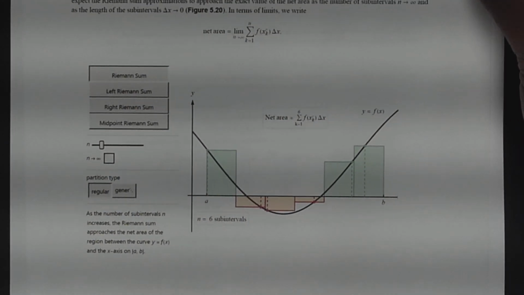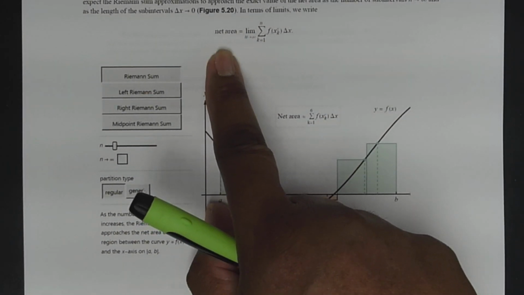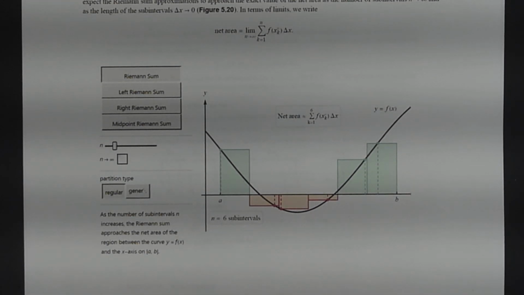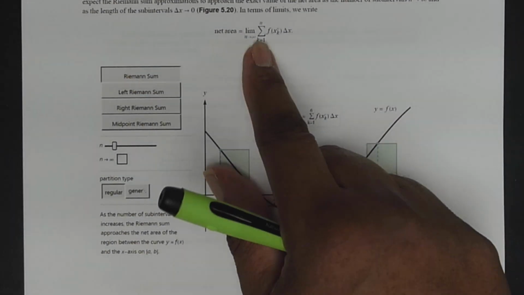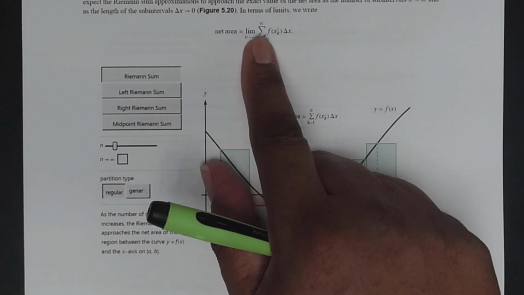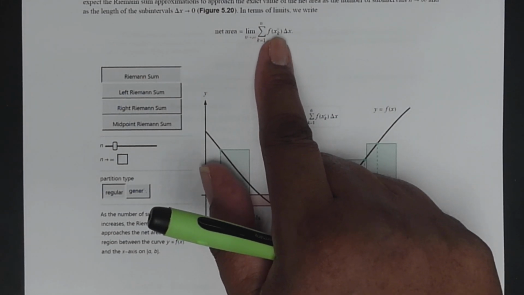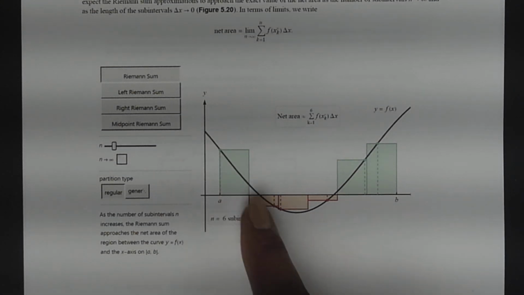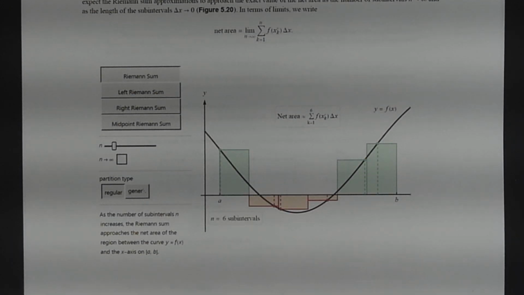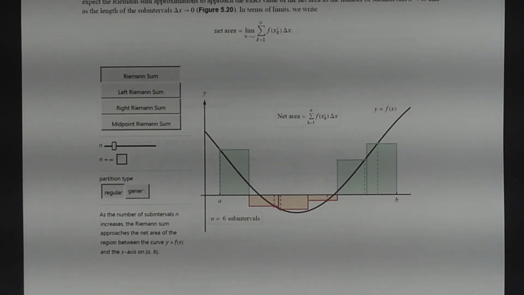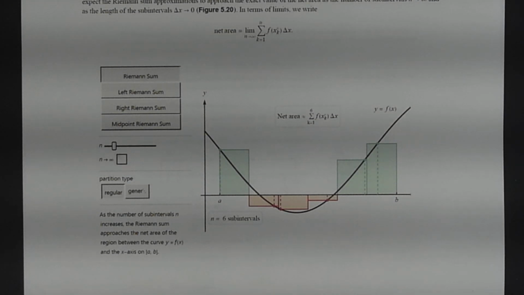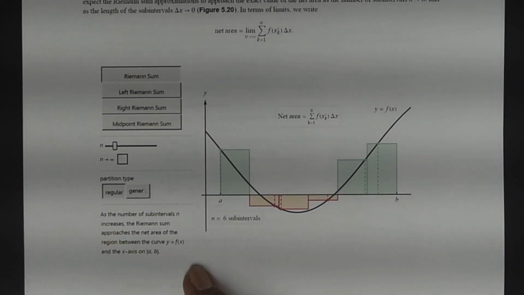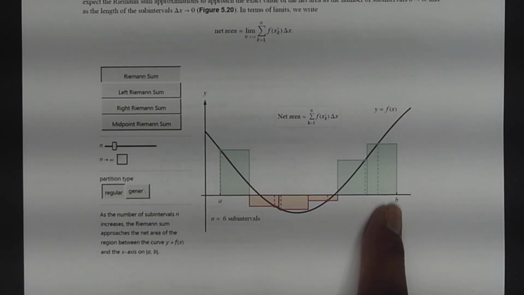So pretty much this illustration has this. Here in this case, they write this in terms of limits as the net area equaling the limit as n approaches infinity of the summation for k equaling from 1 to n of f of x star sub k times delta x. And here's an illustration of just that. As the number of subintervals n increases, the Riemann sum approaches the net area of the region between the curve of y equals f of x and the x-axis on the interval from a to b.